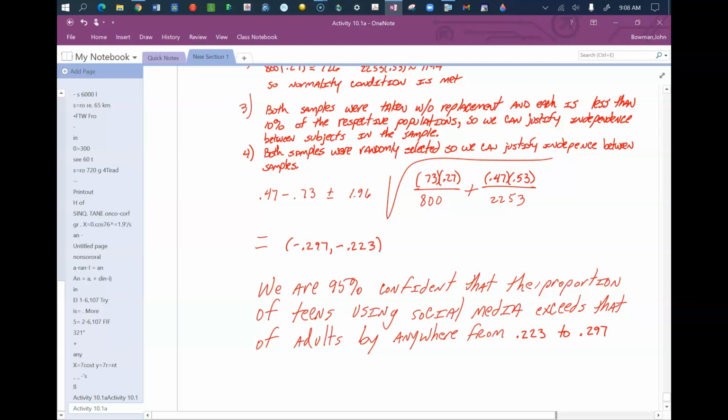So how do we interpret this? We're 95% confident that the proportion of teens using social media exceeds that of adults by anywhere from 0.223 to 0.297. Notice, even though my confidence interval was entirely negative, the way I interpret that, it clearly states that we're confident that the proportion of teens using social media exceeds that of adults.